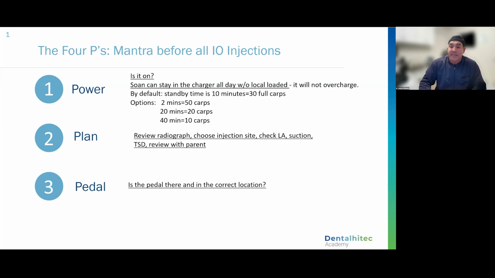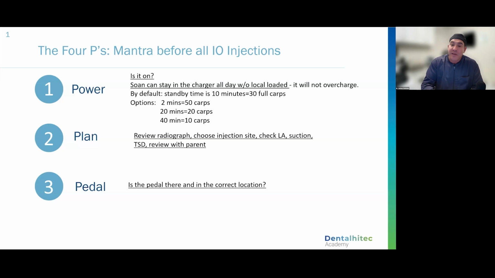Then number 3, is the pedal there in the correct location? There are times where we're working with a patient and we're concentrating on step 1 and step 2, but we forget that we can't see the pedal. The pedal's across, it's on the other side of the chair.